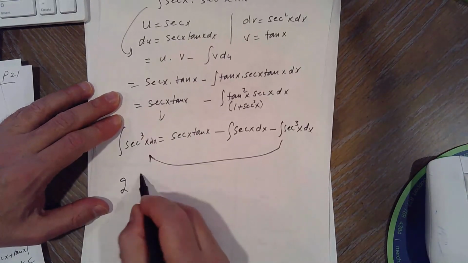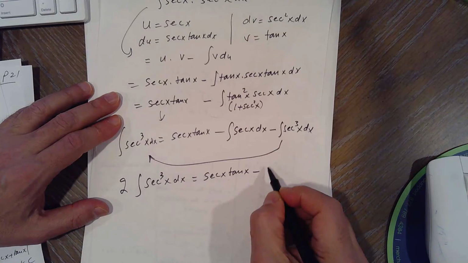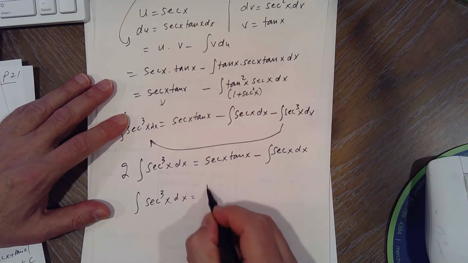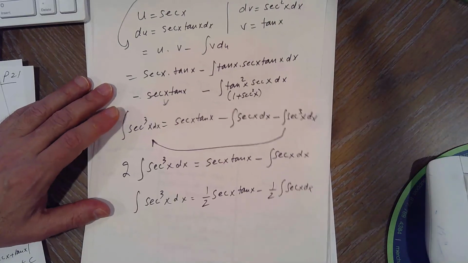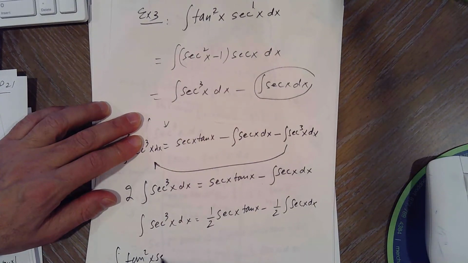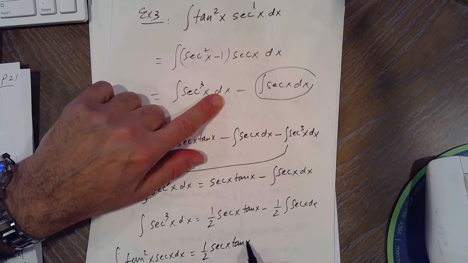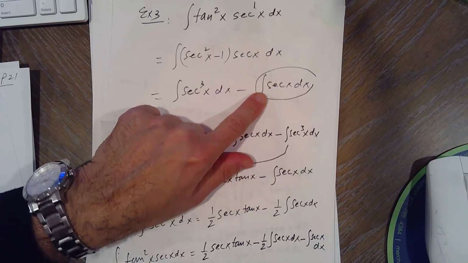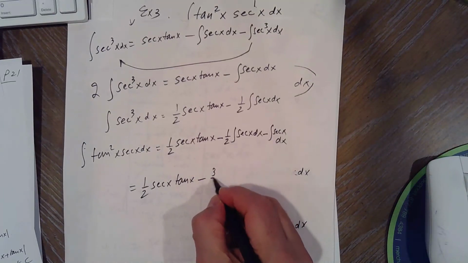We can add that, so we get 2 integral of secant cube x dx equals secant x tangent x minus integral of secant x dx. So integral of secant cube x dx is 1/2 secant x tangent x minus 1/2 integral of secant x dx. So we go back here. So the integral of tangent square x secant x dx equals this guy, which is all this, minus 1/2 integral of secant minus integral of secant dx, which would be 1/2 secant x tangent x minus 1/2 minus 1 is 3/2 integral of secant.